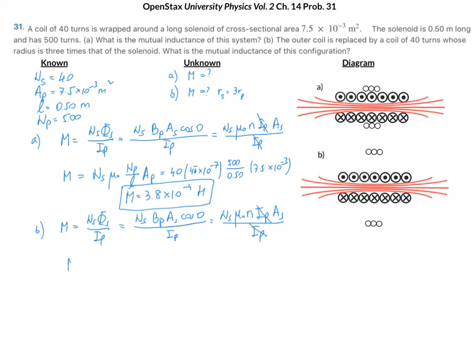So then the mutual inductance will be number of turns in the secondary, mu naught, number of turns primary divided by the length of the solenoid, times the area of the primary, the area of the solenoid. And when we plug in the numbers, we notice that we have the same equation here as we have there. So we'll still get 3.8 times 10 to the negative 4 henries.